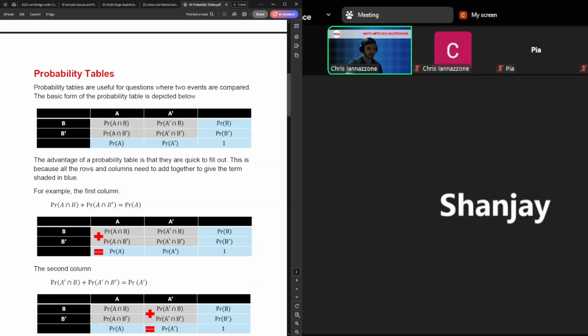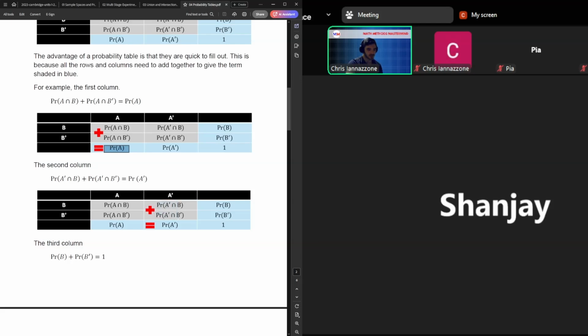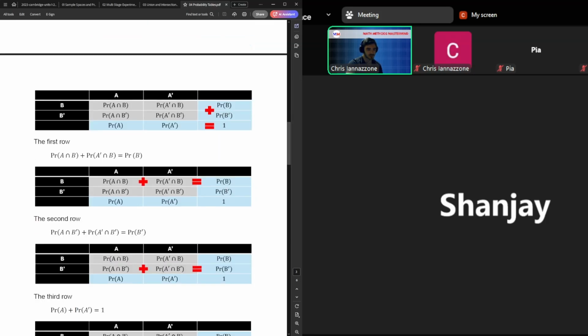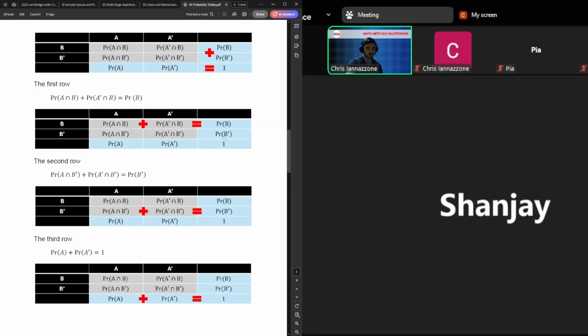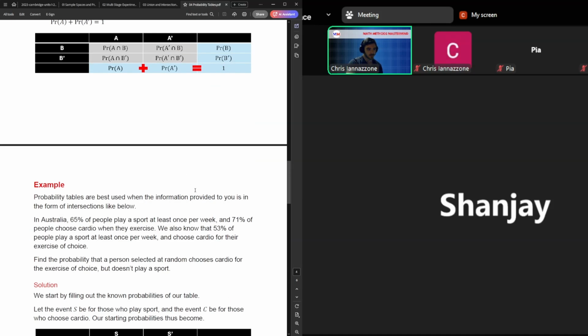And the way it works is every column and every row have to add up to give what's in the blue at the end. So these two things have to add up to give this, these two numbers have to add up to give this, and even the external as well. These two have to add up to give this. Basically, any horizontal or vertical addition needs to add up to give the thing on the end.